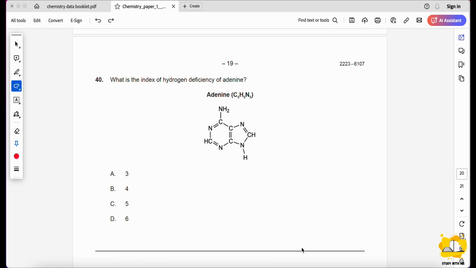What is the index of hydrogen deficiency of adenine? So the formula will be IHD equals 2C plus 2 minus H minus X as a halogen, we don't have this halogen, plus N, divided by 2. So that would be 2 times 5 plus 2 minus 5 plus N, which is 5, divided by 2, and you will get 6.